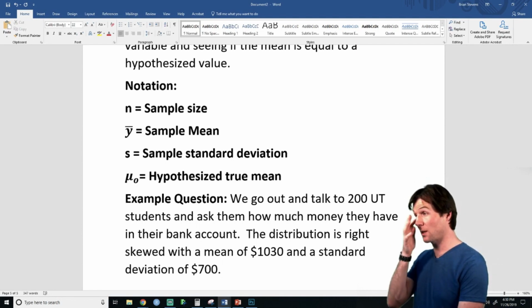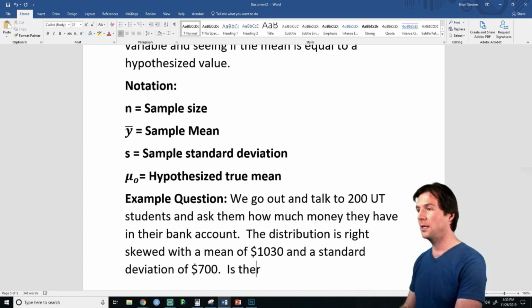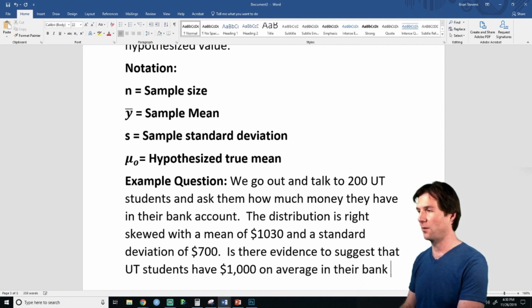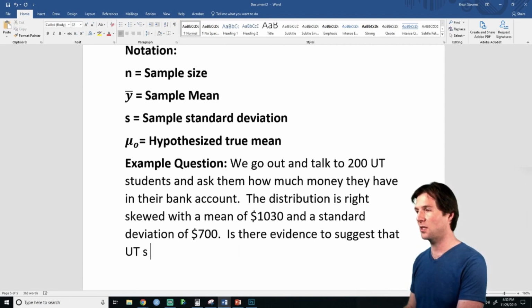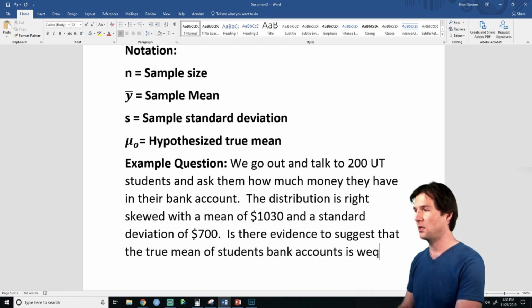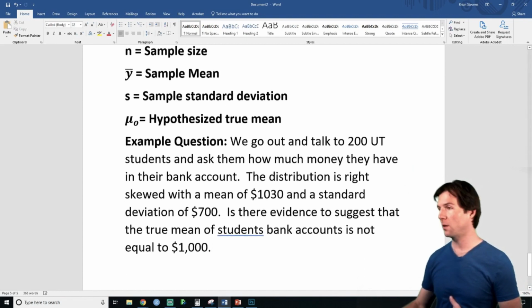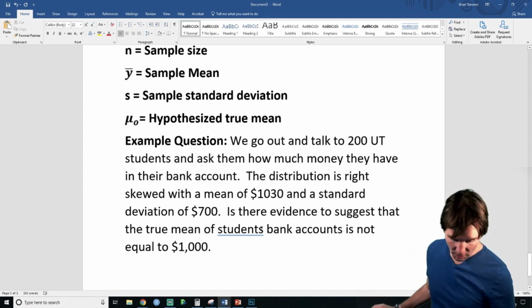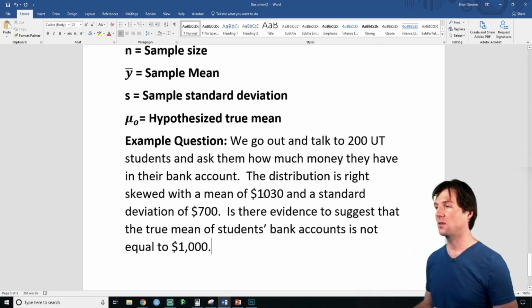So now we have all the values I've been mentioning previously. Is there evidence to suggest that UT students have $1,000 on average in their bank account? Let's change the wording a little bit. Is there evidence to suggest that the true mean of students' bank accounts is equal or not equal to $1,000? Okay, so usually we want to word this for the alternative. It should have an apostrophe at the end of that. I can't grammar. So, because students have bank accounts, there we go.